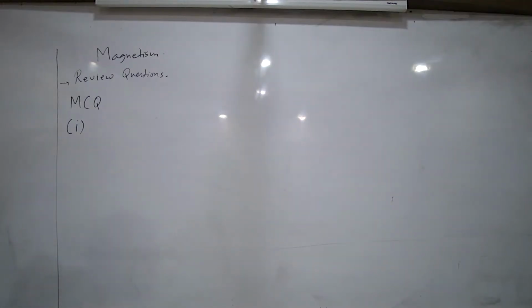So that is 0. So that is B. Okay, so we are done with the MCQs. Now direct questions. Next: naturally occurring magnet.